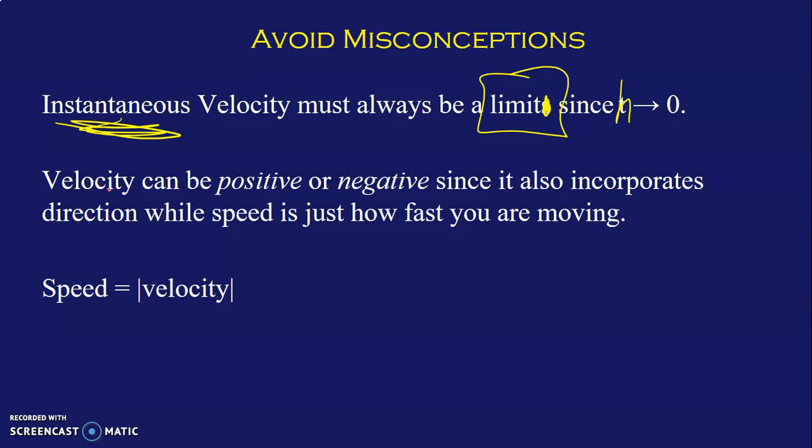When we refer to velocity, it can be positive or negative since it refers to a direction. If you see the word speed, it's just how fast you're moving. So speed will always be positive. Speed's just going to be the absolute value of velocity.